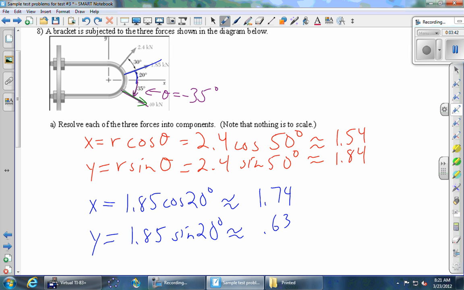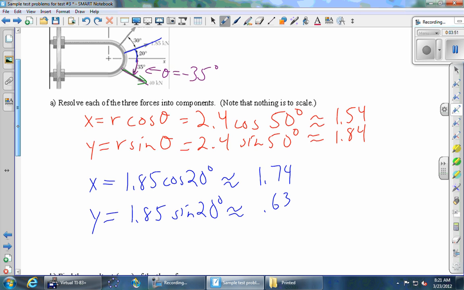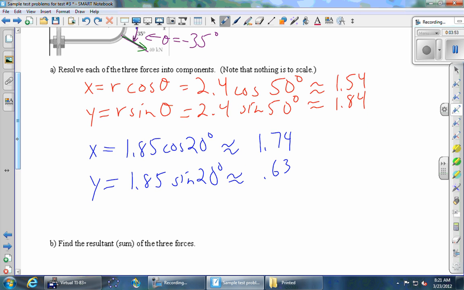So it should be a positive x pull. But this is pulling down in some sense. So the pull down, the y value, should be a negative number, even if you don't catch it right there with the negative angle. So let's try this one here, x and y. R is now 1.4. So 1.4 cosine of negative 35 degrees, and 1.4 sine of negative 35.